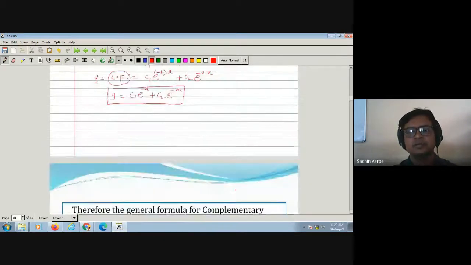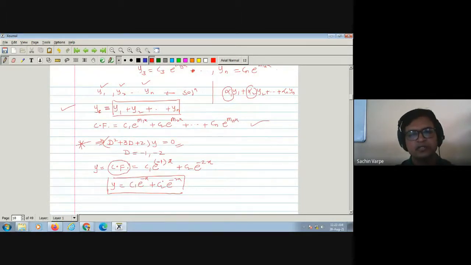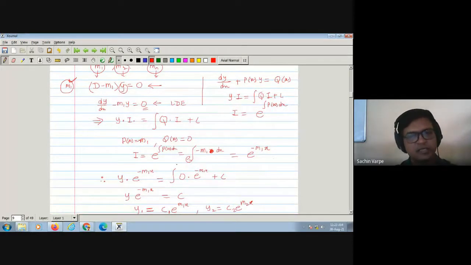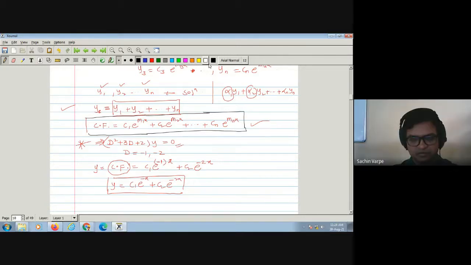Actually, I'll suggest you just take the important points as a note, just like the formula for the complementary function. This is all the basics required for the formula. It will not be asked in the final examination how you are getting the formula of the complementary function, but this is the logic behind that formula. The only important formula is this one: CF is equal to c1 e to the power m1x plus c2 e to the power m2x plus and so on, plus cn e to the power mnx.